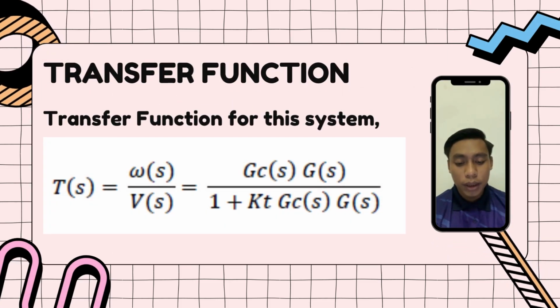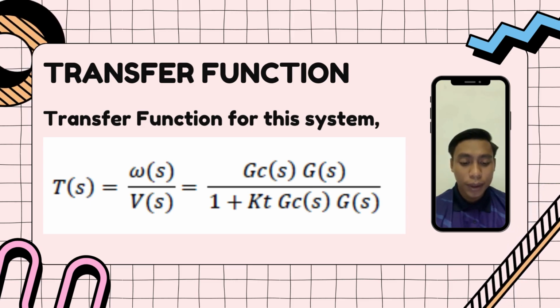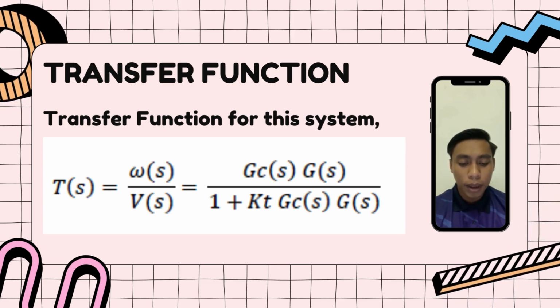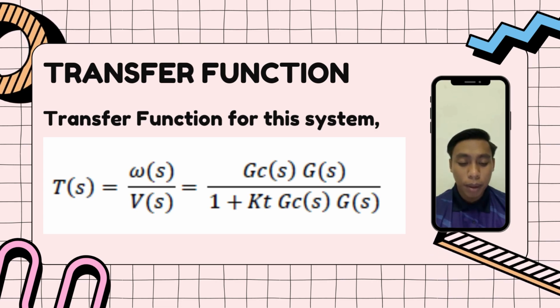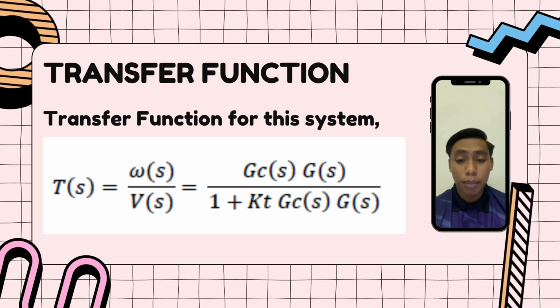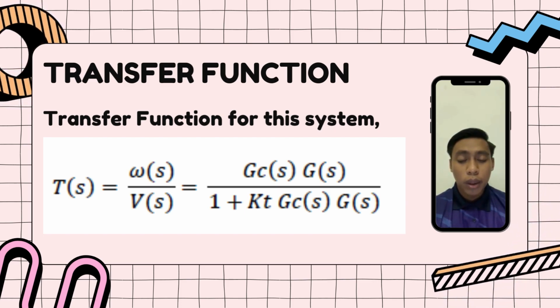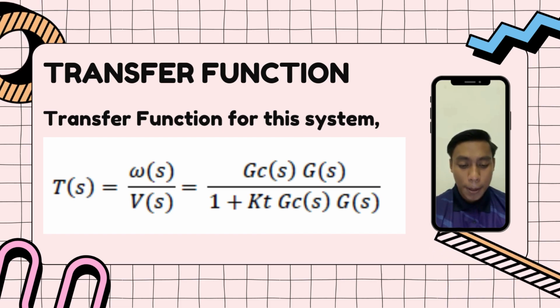The transfer function for this system is GC(s) multiplied by G(s) divided by 1 plus KT multiplied by GC(s) multiplied by G(s), where GC(s) is the PID controller and G(s) is the actuator and process.